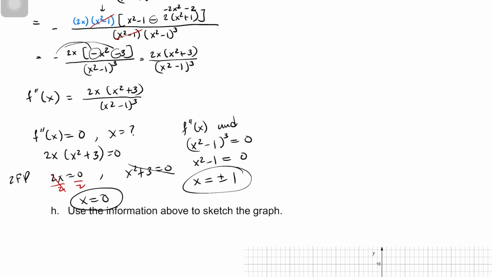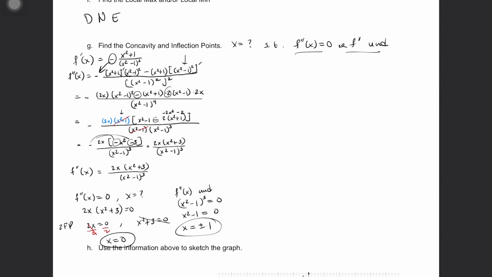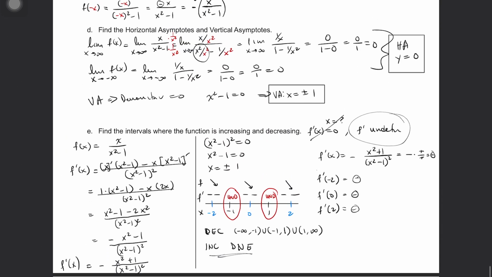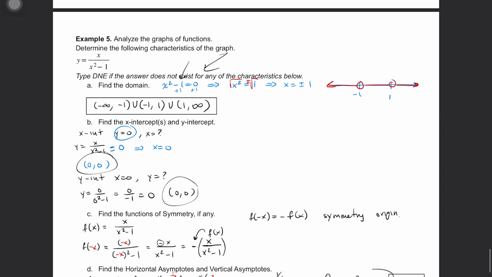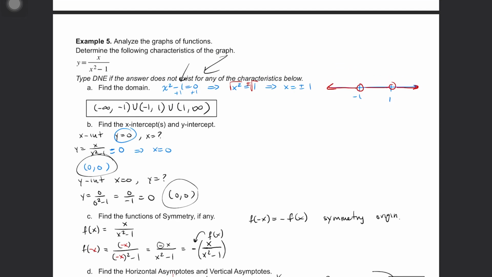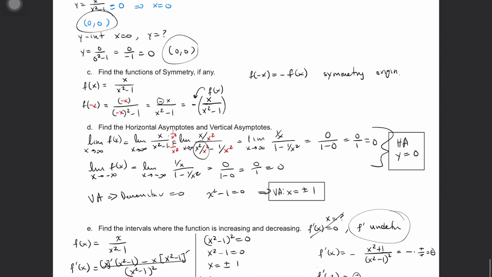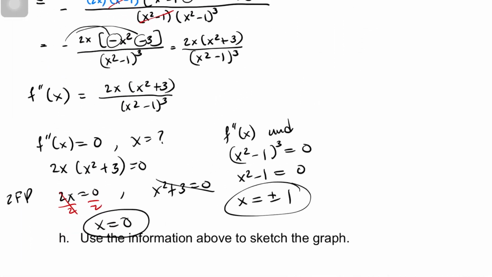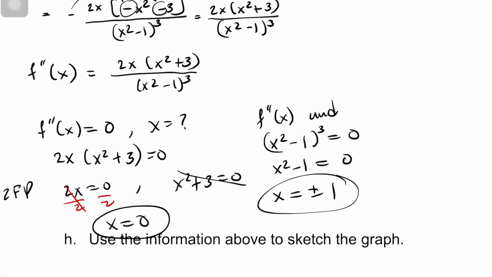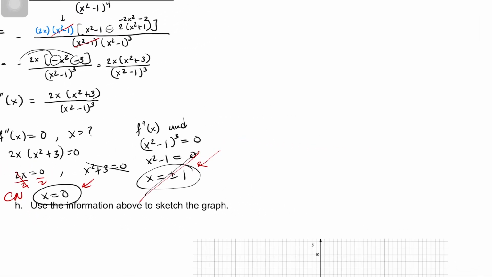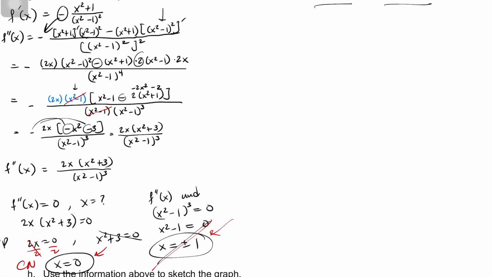But what do we know? Are these numbers part of the domain? They're not. Negative 1 and 1 are not part of the domain, but 0 is. So negative 1 and 1 are not critical numbers, but 0 is a critical number, because it is part of the domain. But these ones are still useful for us to use in the number line. We actually should be using them in the number line.